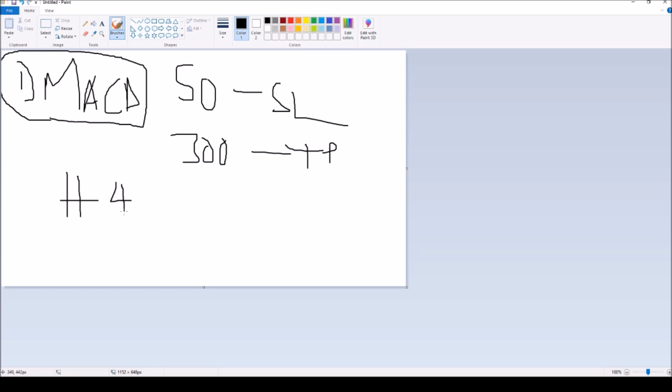Why the H4 time frame? I tried to do this backtest on the M15, H1, M30, all the smaller time frames, but it actually showed that whenever the market gets into consolidation or whenever it starts ranging, the MACD becomes confusing and it will be very difficult to know where the direction is going.